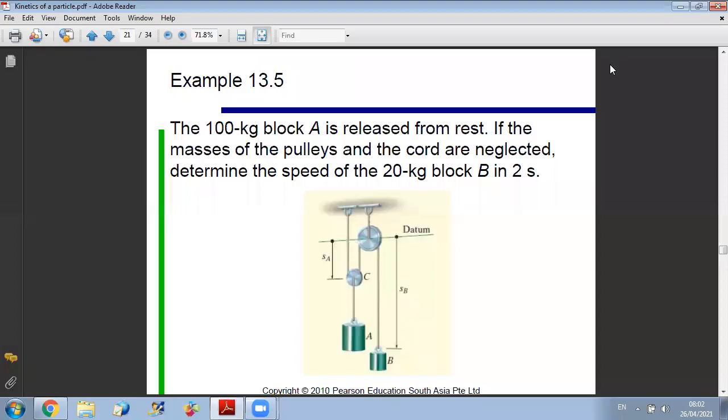Okay, so let us continue. The 100 kilogram block A is released from rest. If the masses of the pulleys and the cord are neglected, determine the speed of the 20 kilogram block B in 2 seconds.